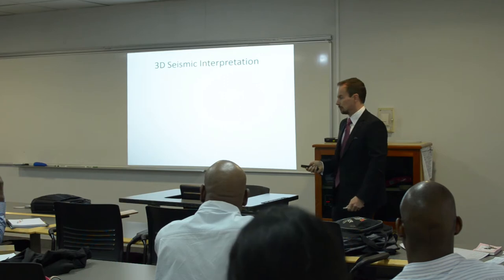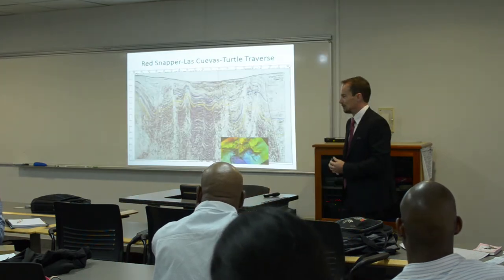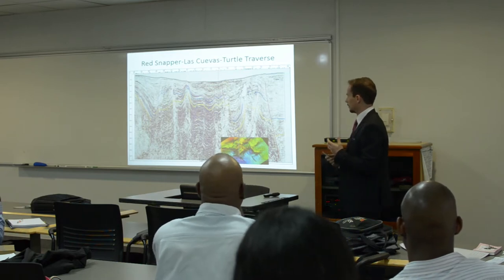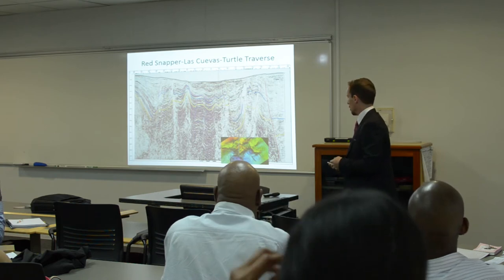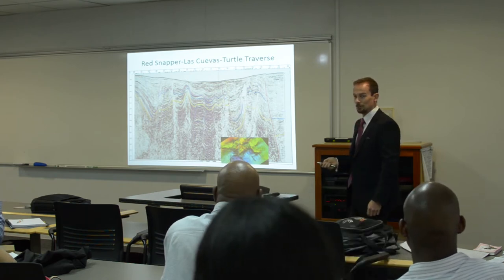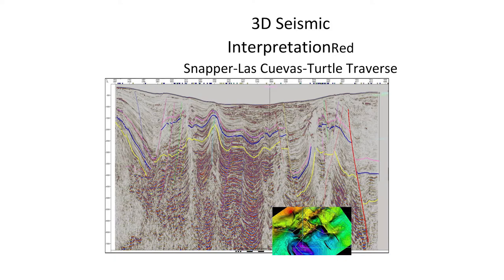So to get into some detailed interpretation now, I'll just show you this one by way of a quick introduction to the sort of data set that we're dealing with now. It's not entirely straightforward. And this is a rather complicated traverse from the Toucan area here, way out further west into the block, to the Las Cuevas well, that's the only well that's been drilled in Block 4B, and then back in towards the edge of the 5C block. So this is kind of close to the Turtle well, but not quite.